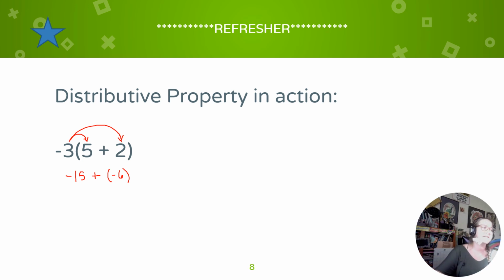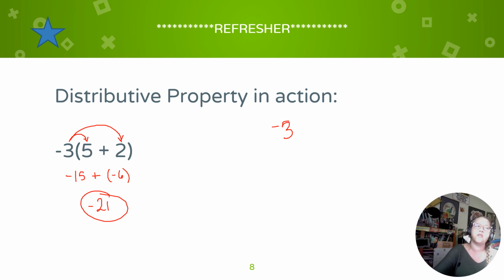15 plus 6 is 21, but they're both negative, so I know it's negative. Circle it to make your teacher happy. But wait, there's more. What happens if we just add those together on the inside? The way that we think we're supposed to do it, the way PEMDAS tells us to do it. Let's do it that way.